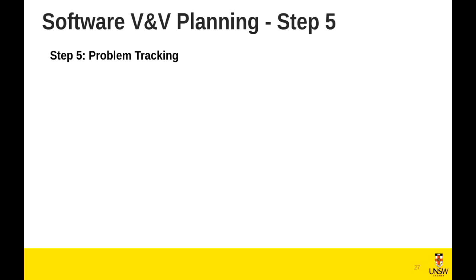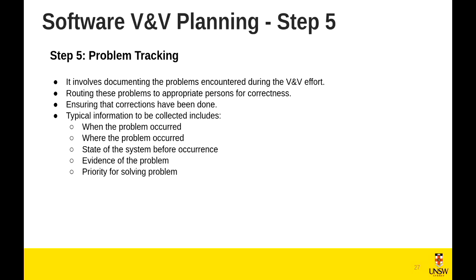And for step 5, we need to do problem tracking. Because for verification and validation, ideally there's no bug detected, nothing went wrong. But in reality, the meaning of having a testing team is to find bugs. And once we have found a bug, we need to track the problem. And this problem tracking involves documenting the problems and routing the problems to the correct party to fix them.